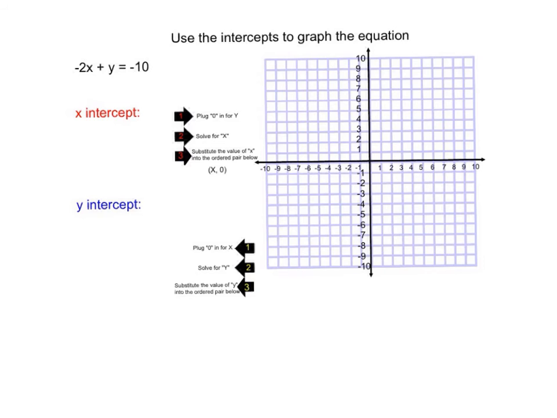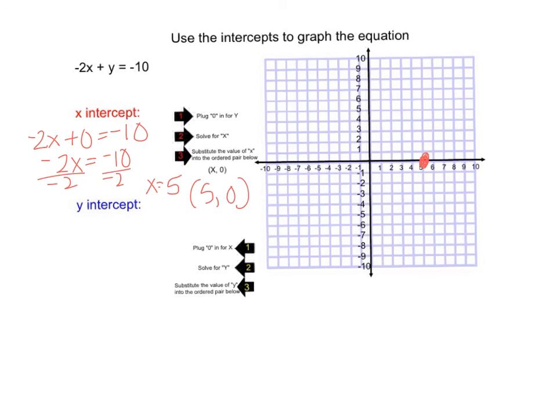Let's find the x and the y-intercepts to graph this line. Let's begin with our x-intercept. We're going to plug in 0 for y. Negative 2x plus 0 equals negative 10. We don't need the plus 0, so we'll write that as negative 2x equals negative 10. We'll divide by negative 2 on both sides, and we get x is equal to 5. So we have our x-intercept. Let's plug in the x answer for the x-coordinate (5, 0), and we graph that point at (5, 0).